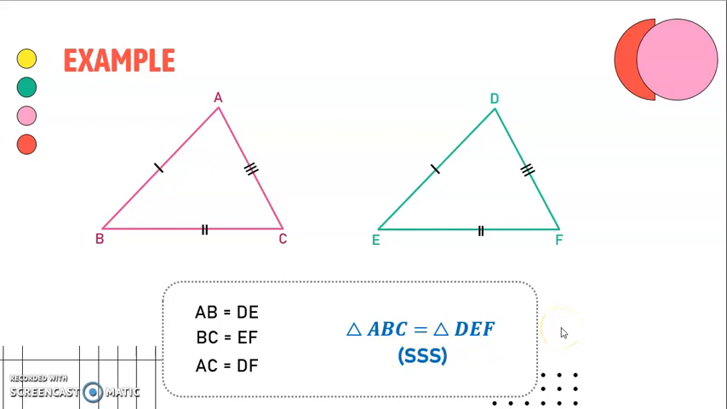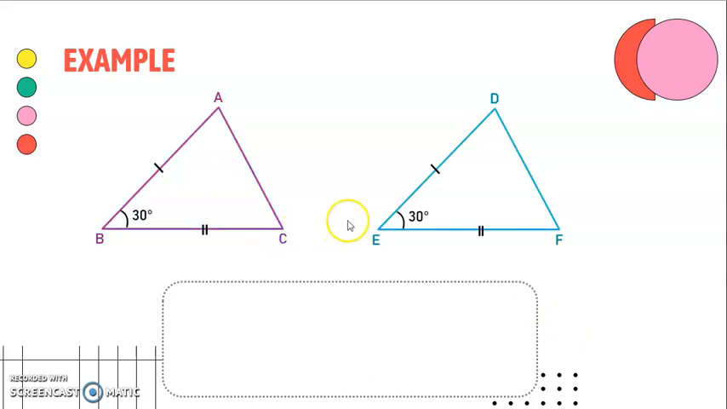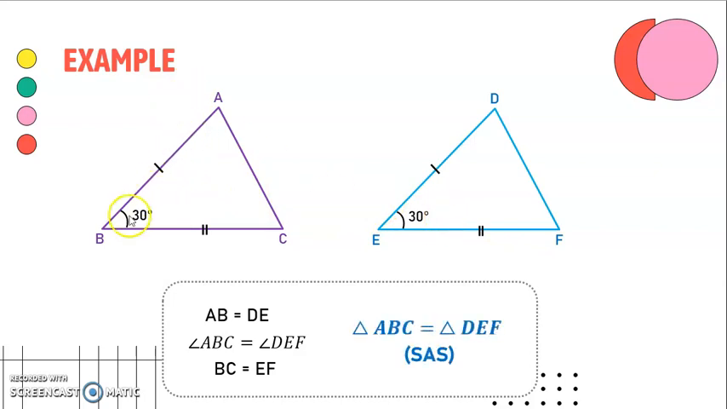Okay, the next one. So these two triangles, they have an angle here, the included angle. So the first one, AB is equal to DE, correct? And then angle ABC is equal to angle DEF. And BC is equal to EF. So we can say that both triangles are congruent by using side, angle, side, SAS.